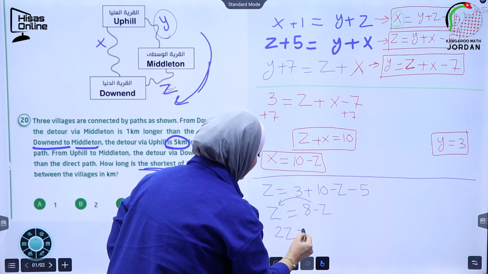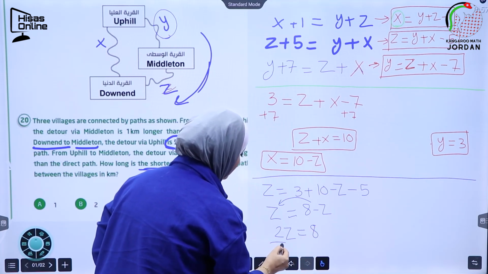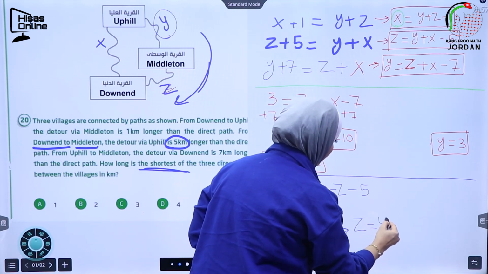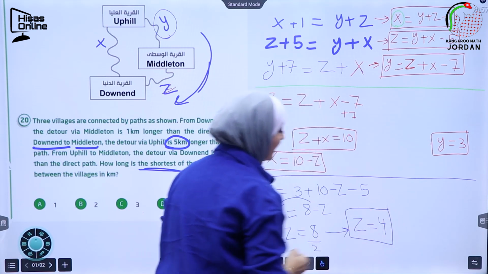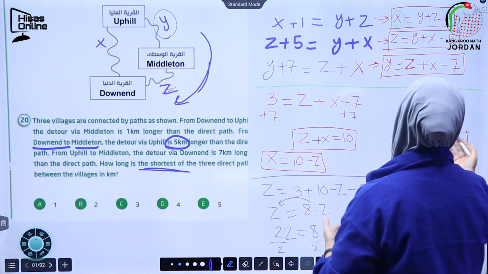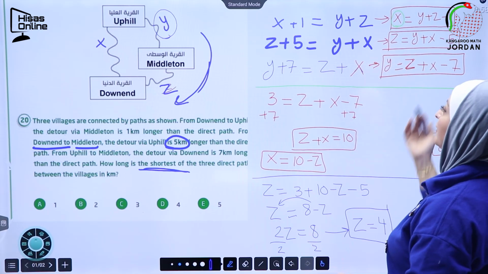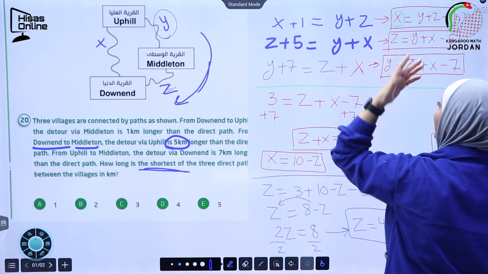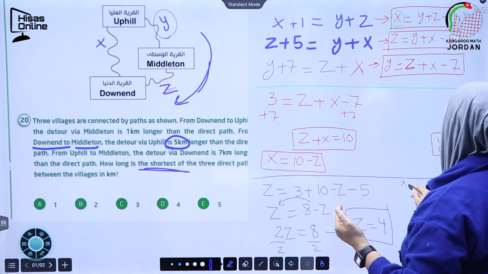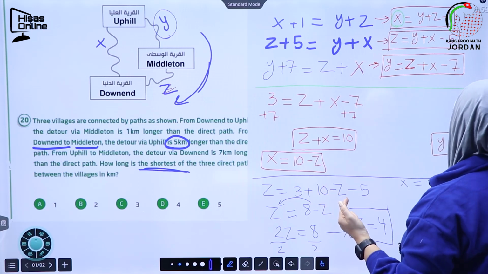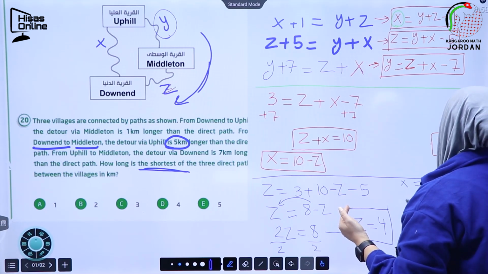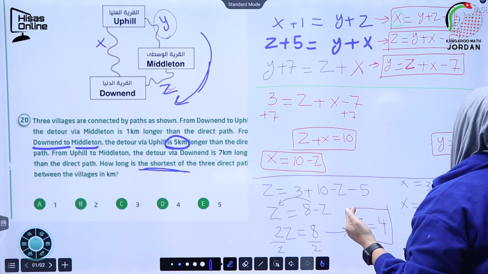Let's take the Z to this part. We will have 2Z equals 8, divided by 2. So Z equals 4. So this is my second line. Now I know two of them. It's easy to find the last one. Let's substitute in any of them. Let's use the value of X. X equals Y, which is 3, plus Z, which is 4, minus 1. So X equals 7 minus 1, which is 6.